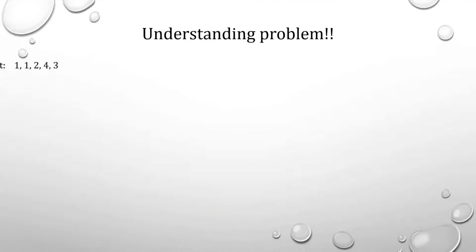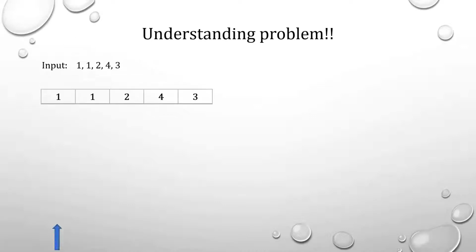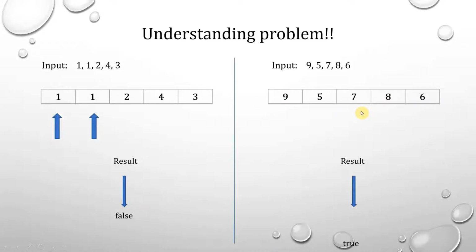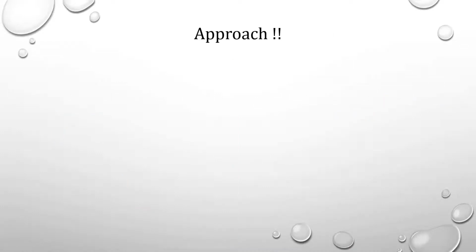Let's try to understand our problem. Let's take an example of input 1, 1, 2, 4, 3. Let's spread that out and we're gonna iterate through all the elements. We see 1 and we see 1 again, so 1 is not unique to that array, so we're gonna return false. Let's take another example and spread that out. By visually inspecting, we can tell every individual element over here is unique to that array, so we need to return true.